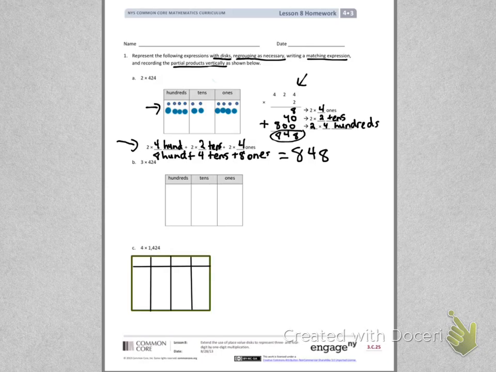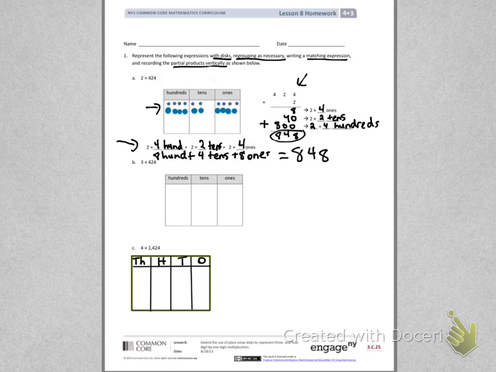Let's take a look at letter C. It says 4 times 1,424. So we're going to make a place value chart. This time we have to make sure that our thousands are on there. So I'm going to label my thousands with TH, my hundreds with H, my tens with a T, and my ones with an O. So we want 4 groups of 1,424.